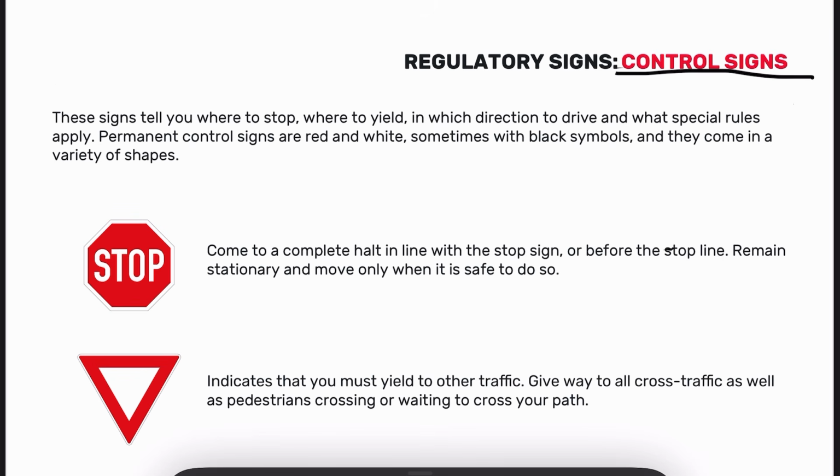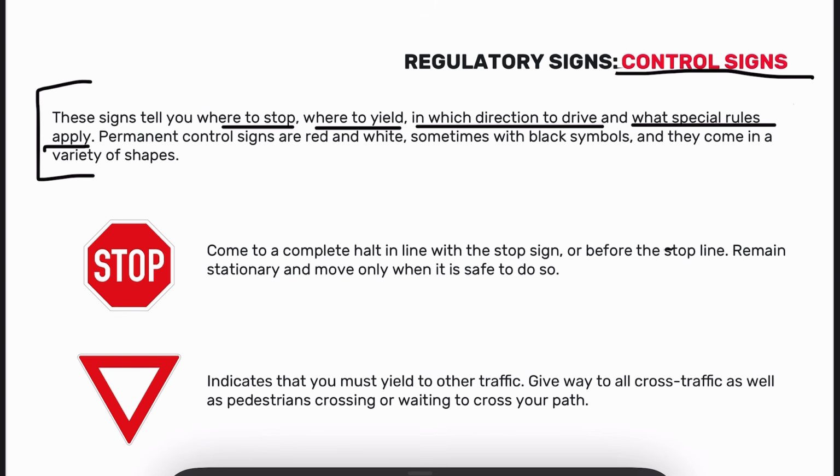Control signs, when we read there, say that these signs tell you where to stop, where to yield, in which direction to drive, and what special rules apply. Permanent control signs are red and white, and they come with black symbols. The most important thing here is to understand that they tell you where to stop, where to yield, in which direction to drive, and what special rules apply.